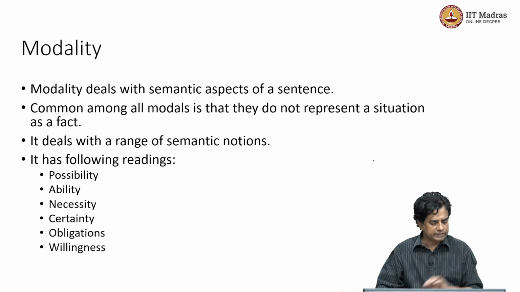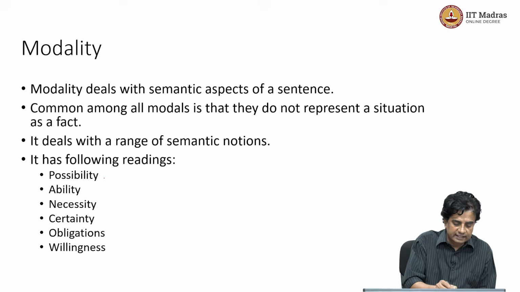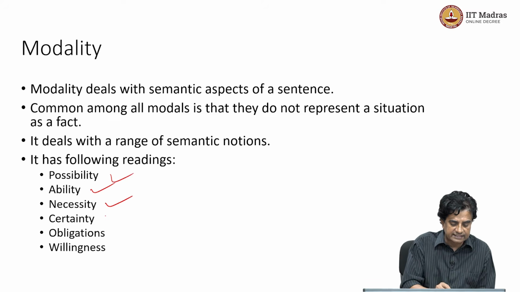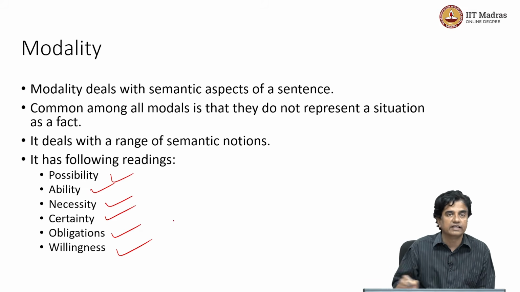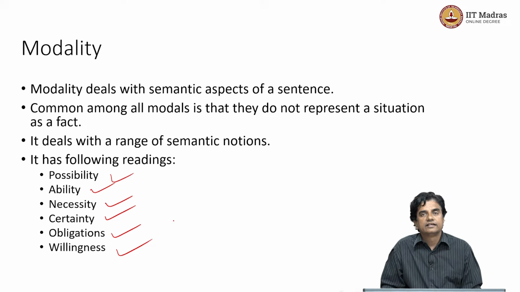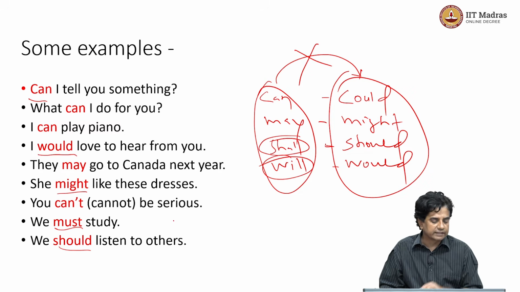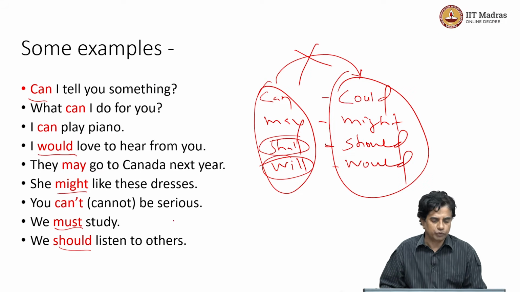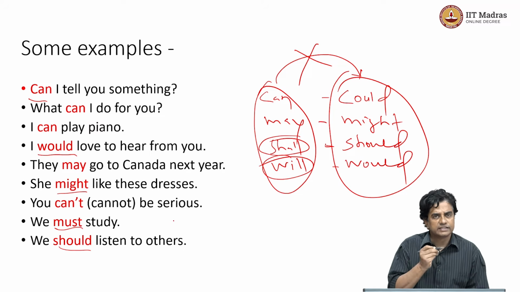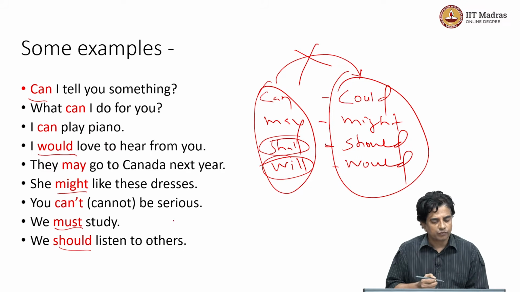So this is a list of some of the things like possibility, ability, necessity, certainty, obligation, willingness. These are some of the interpretations of modal auxiliaries. So when you go back and look at, "Can I tell you something?" What kind of interpretation do we get? This is seeking permission. "What can I do for you?"